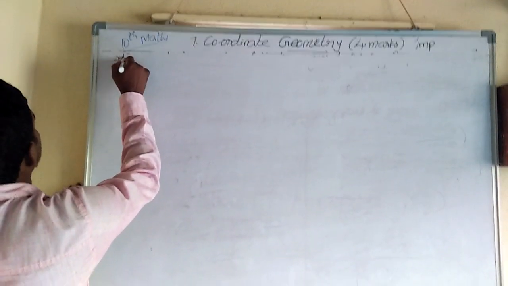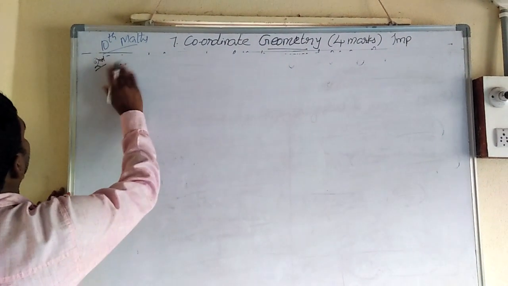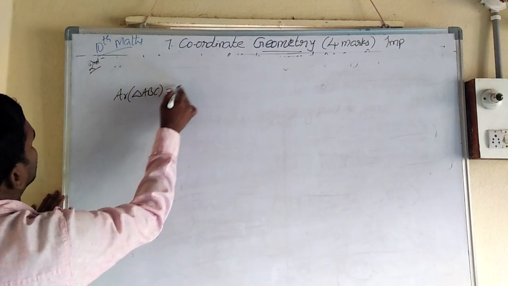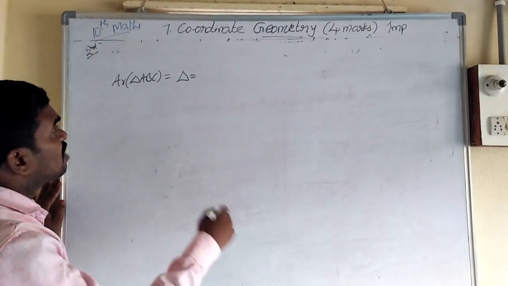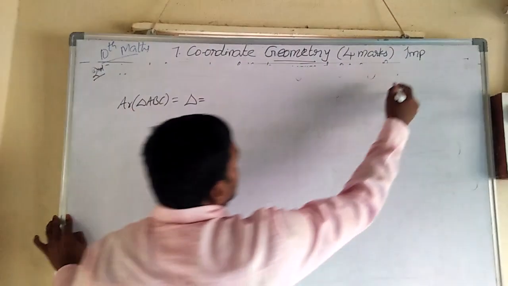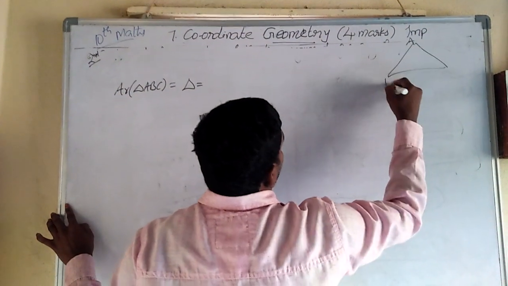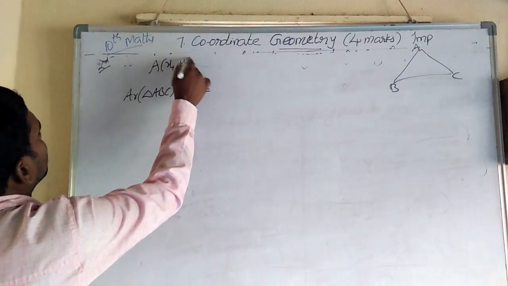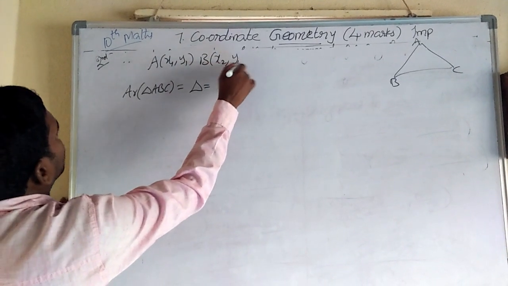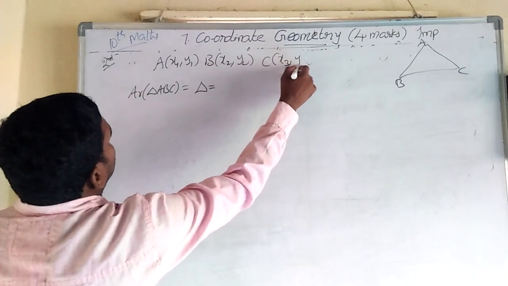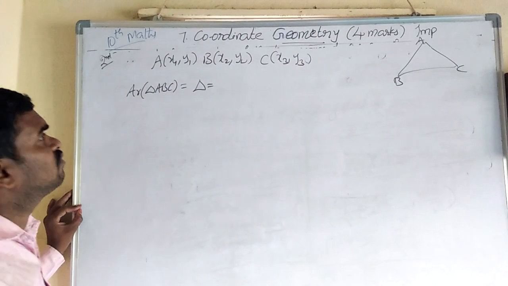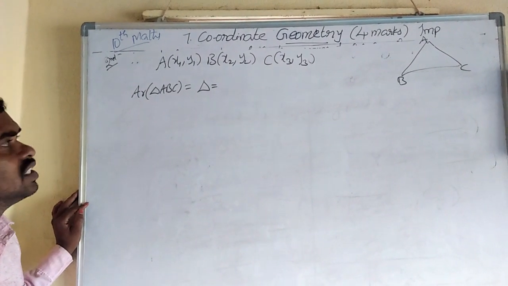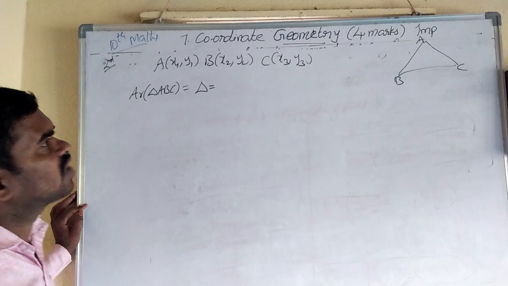See, the second concept is area of triangle. Area of triangle is denoted by delta. The area of a triangle can be written when the vertices are given. Suppose A is (x1, y1), B is (x2, y2), C is (x3, y3), the three vertices of a triangle. Then what is the area of the triangle? Generally we know area of a triangle is half into base into height, but here the vertices are given.